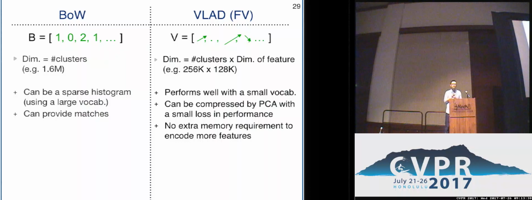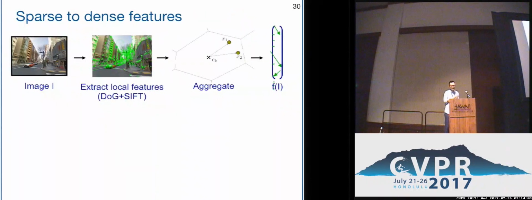Another good point of VLAD is that it does not increase the memory footprint even if you use many features. In other words, it is not a good idea to use many features in Bag of Words, because then the histogram will be very dense, and you cannot efficiently compute with inverted indexing. So this motivates us to use many features for VLAD.